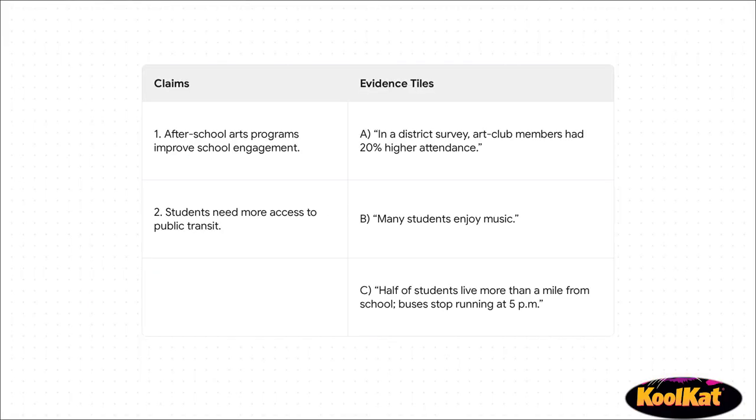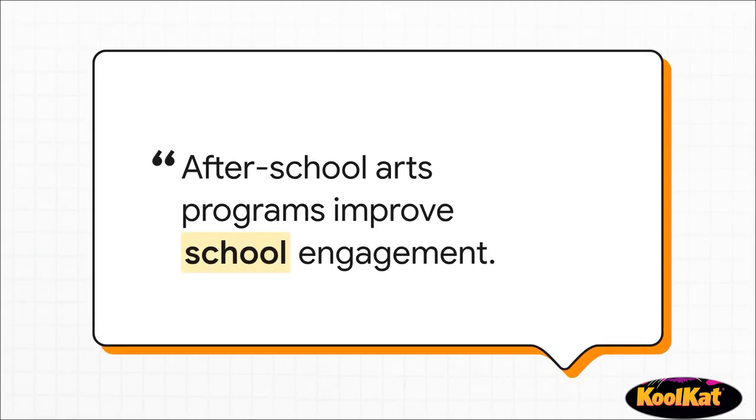So here's what it looks like on the test. You've got 2 claims on the left and 3 possible pieces of evidence on the right. Your job is to drag the best proof to each claim. But watch out, one of those evidence tiles is a distractor. It's just there to throw you off. Let's focus on that first claim. Step 1, read it. After-school arts programs improve school engagement.